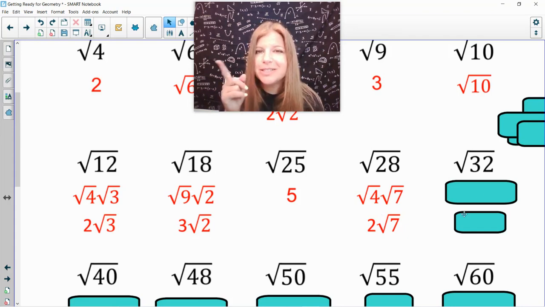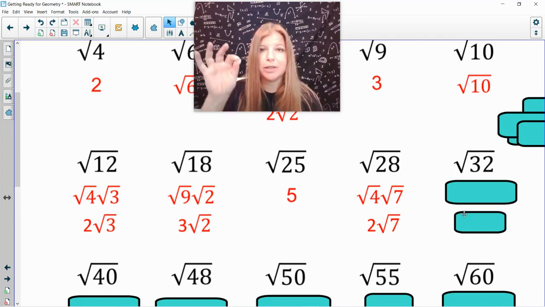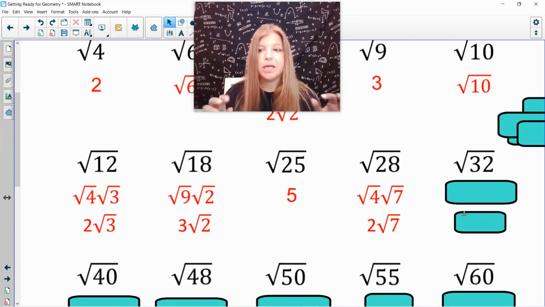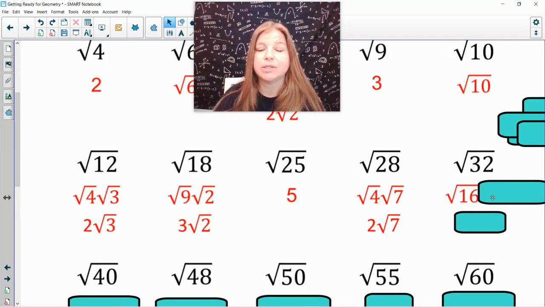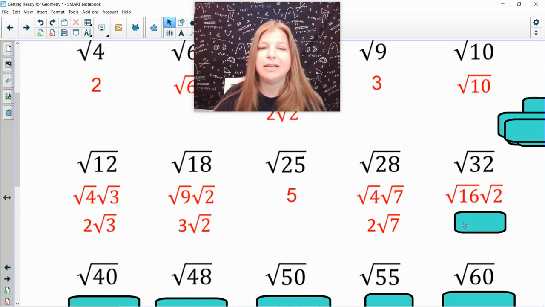32. 32 can sometimes be a trickster because 4 divides into 32, but it's not the biggest perfect square. You see, just like in factoring, you need the greatest common factor. In simplifying radicals, you need the greatest perfect square. So 4 works, but 9 doesn't. 16 does. 16 times 2 is 32. So this would get rewritten as the square root of 16 times the square root of 2. What is the square root of 16? 4. And so the answer is 4 square root 2.